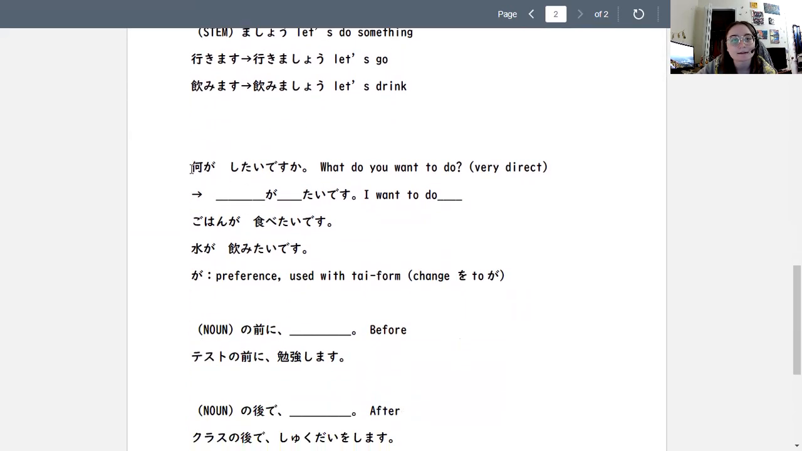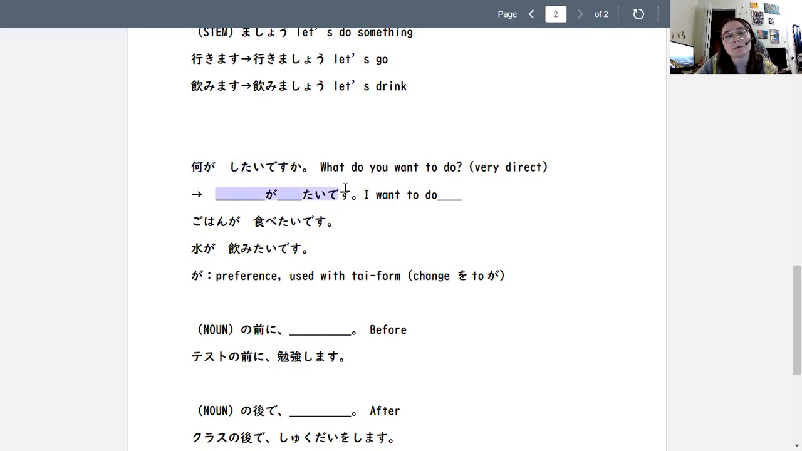Okay, and then the next concept is something you would say when you're being very direct about something. So nani ga shitai desu ka? So shimasu is like to do. You turn that into tai form. So shitai, so you want to do something. So shitai desu ka is want to do something. Nani ga shitai desu is what do you want to do?